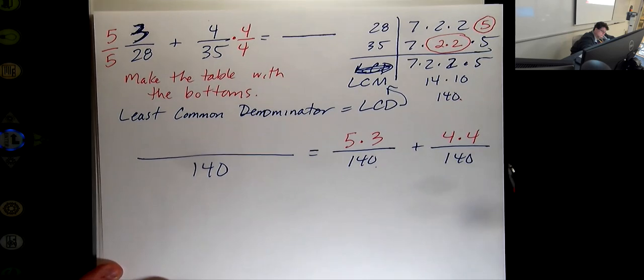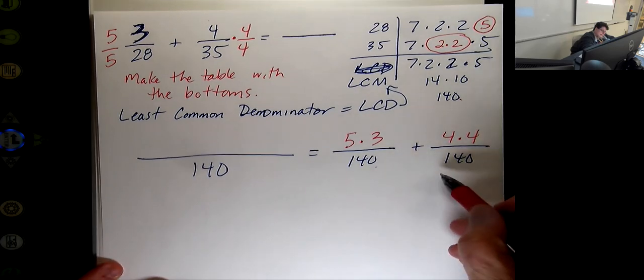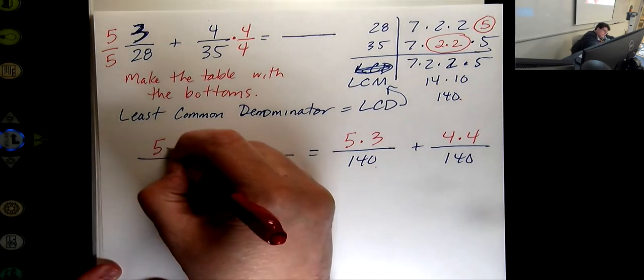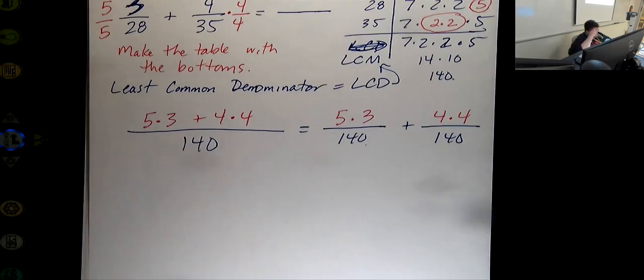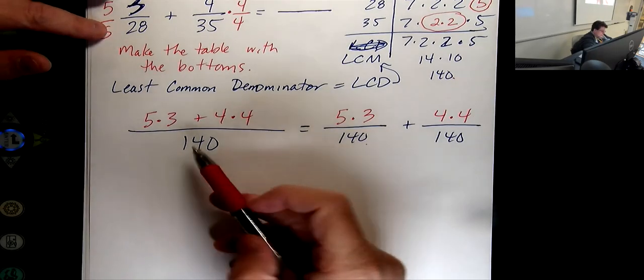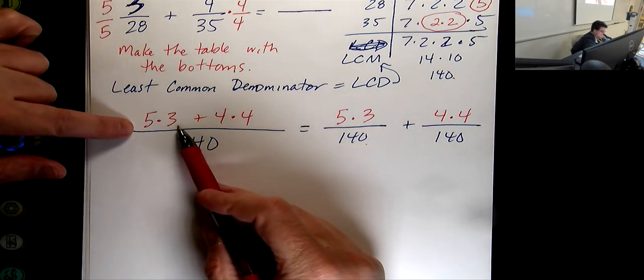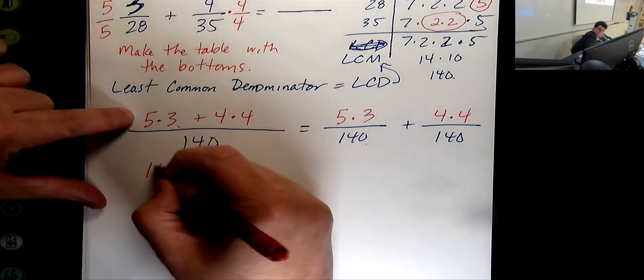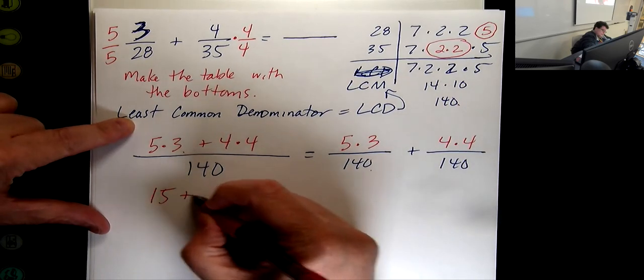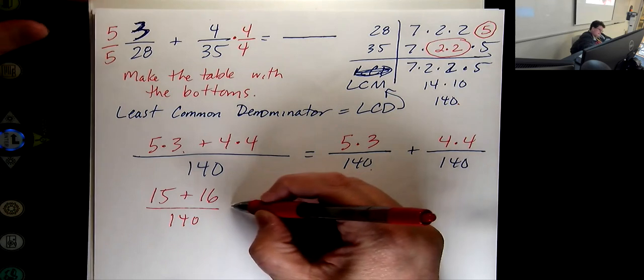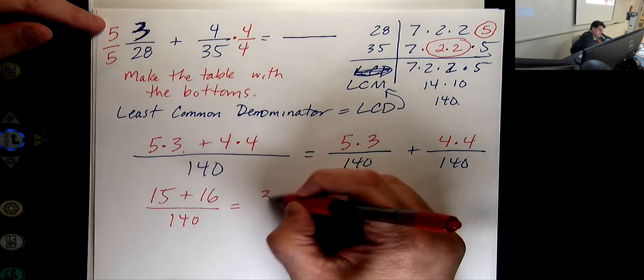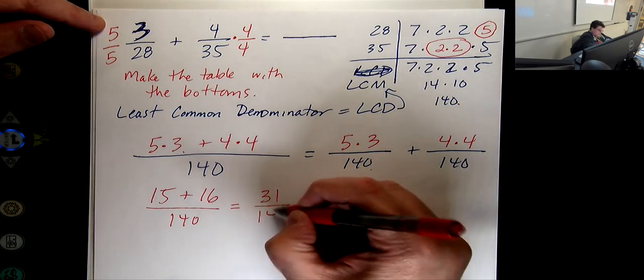So remember when we said we can add these together, I can put these all together. I can do 5 times 3 plus 4 times 4. It makes it so beautiful. You can almost do all that math in your head right there. It's all in the times table. So 5 times 3 is 15, and 4 times 4 is 16. And if I add these up, this is 31 over 140.